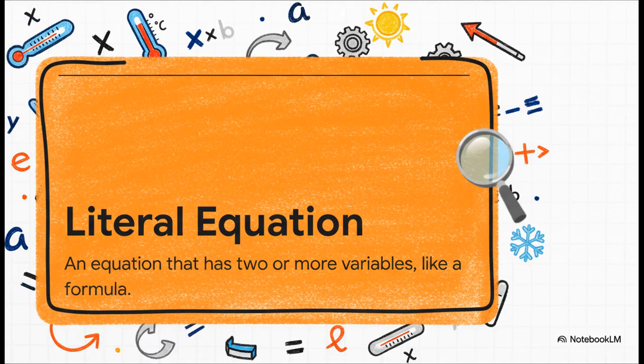So that's C equals 5/9 (F minus 32)? Yep, that's a literal equation. It's got a C and an F. Any formula you can think of with a bunch of letters, like area equals length times width, or distance equals rate times time, they're all part of the same family.